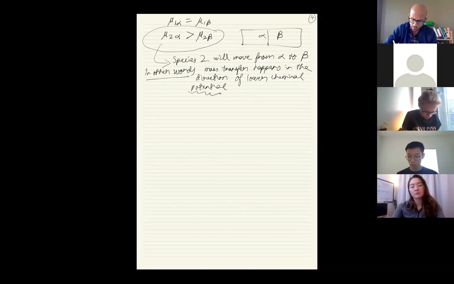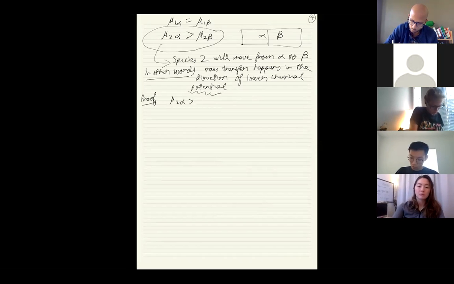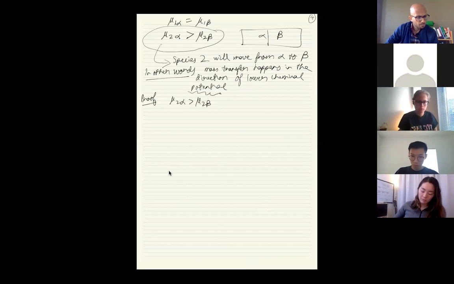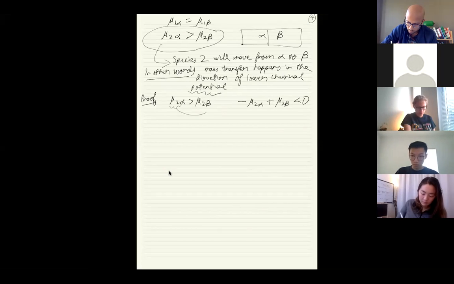It's quite simple. We have, let's call it proof, but it's barely a proof, it's just an illustration. We have here mu2 alpha more than mu2 beta. And why did I take 2? Just for example, it could have been species 1, it could have been any species k. So if I have mu2 alpha more than mu2 beta, then this means that minus mu2 alpha plus mu2 beta is less than 0, right? I just took this one and brought it to the right hand side. So minus mu2 alpha plus mu2 beta is going to be less than 0.